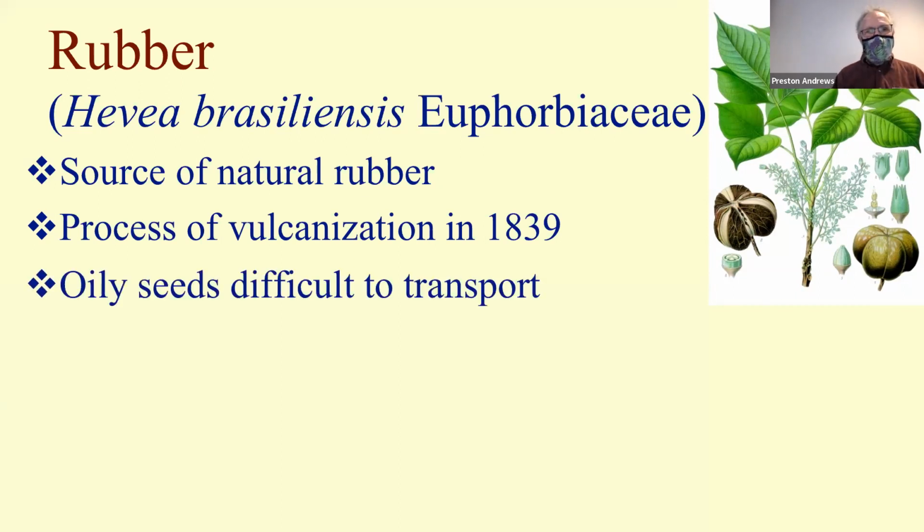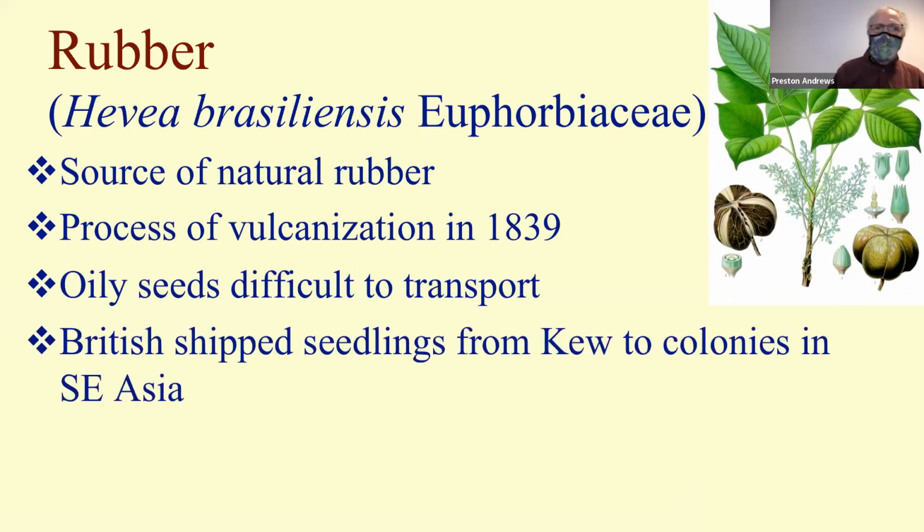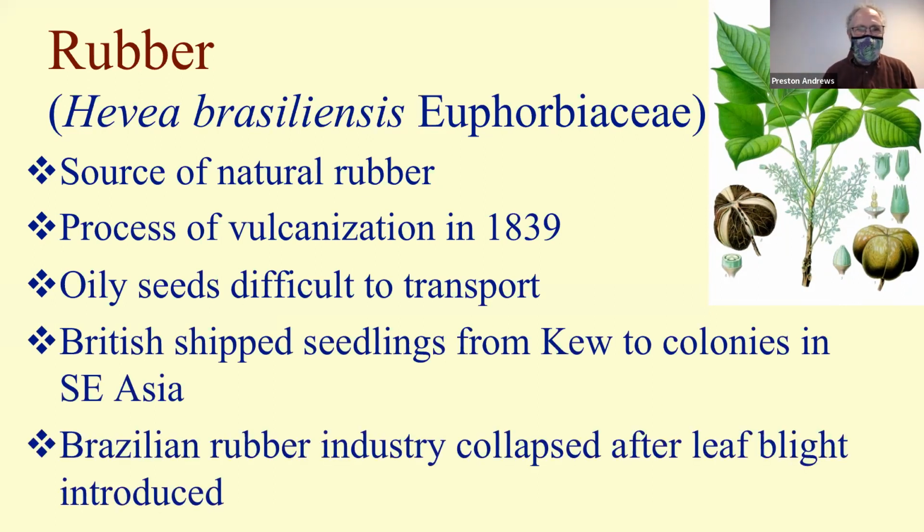The British took a few seeds back to Kew, and a few of the seeds sprouted at Kew, and those seedlings they then shipped to their colonies in Southeast Asia. So rubber, native to South America, shipped to Southeast Asia. And the Brazilian rubber industry collapsed after leaf blight was introduced into South America and is no longer a viable industry.